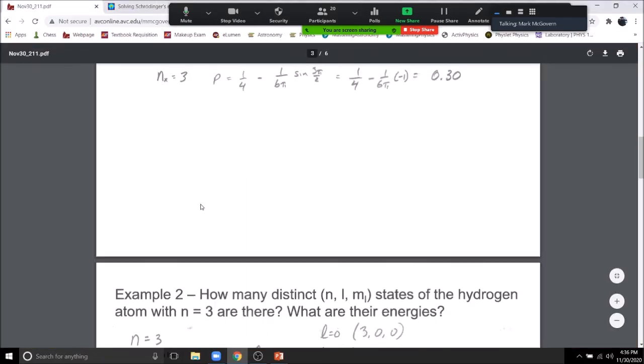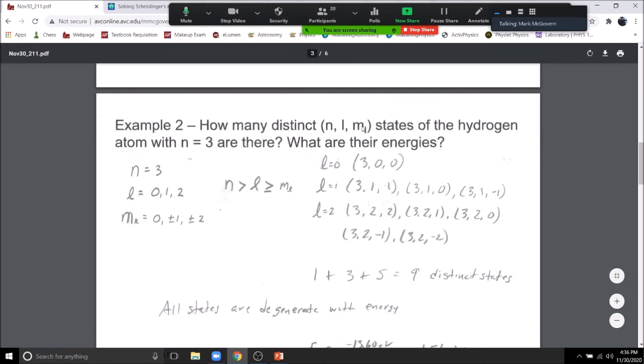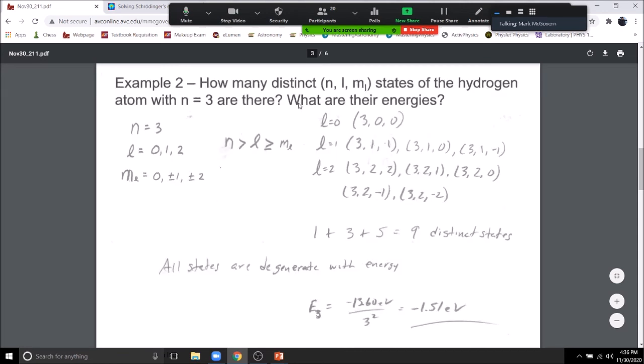All right. How many distinct n, l, and m sub l states of the hydrogen atom are there with n equals 3? So if n equals 3, here's how we do this. If n equals 3, l can be 0, 1, or 2. Right? It's always from 0 up to n minus 1. So n equals 3, l is 0, 1, or 2. ML can be plus or minus up to l. So 0, plus or minus 1, plus or minus 2.